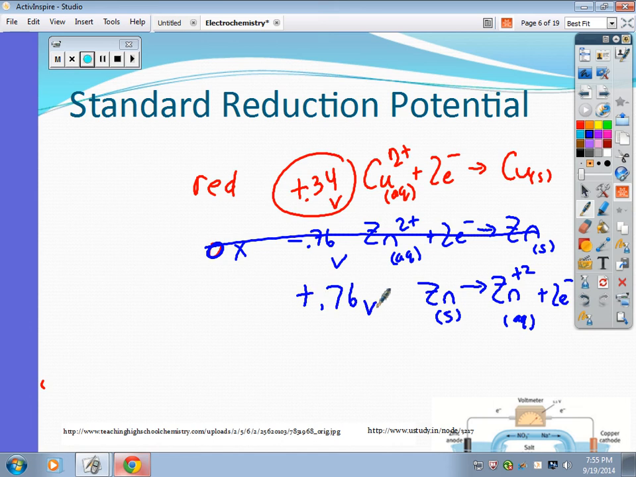Now what did I do? I rewrote this equation because now it's being oxidized. See these electrons right here? They're being lost. They're going away. These electrons right here are being captured by the copper 2+.